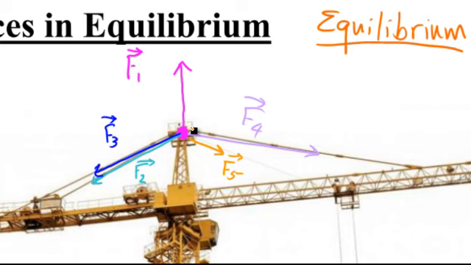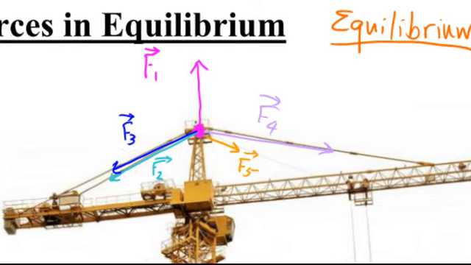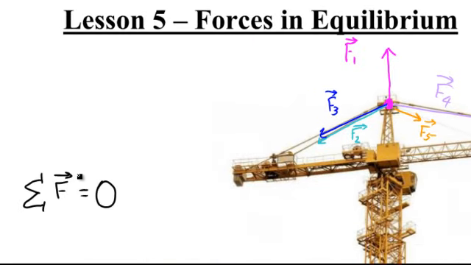We won't unpack all the information in this particular crane. We don't have enough data given to us to sort all that out. But the methods we'll develop can be applied to sort out that problem were we given adequate data. The point is, in a vector sum, the net force acting on this point has to be equal to zero. And mathematically, we write that this way. The sum of the forces is equal to zero.